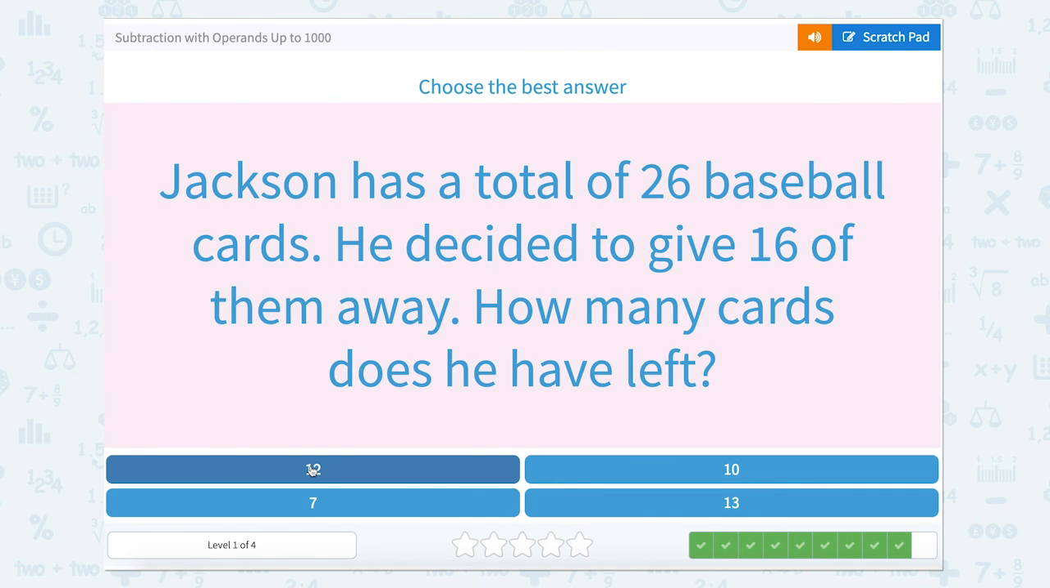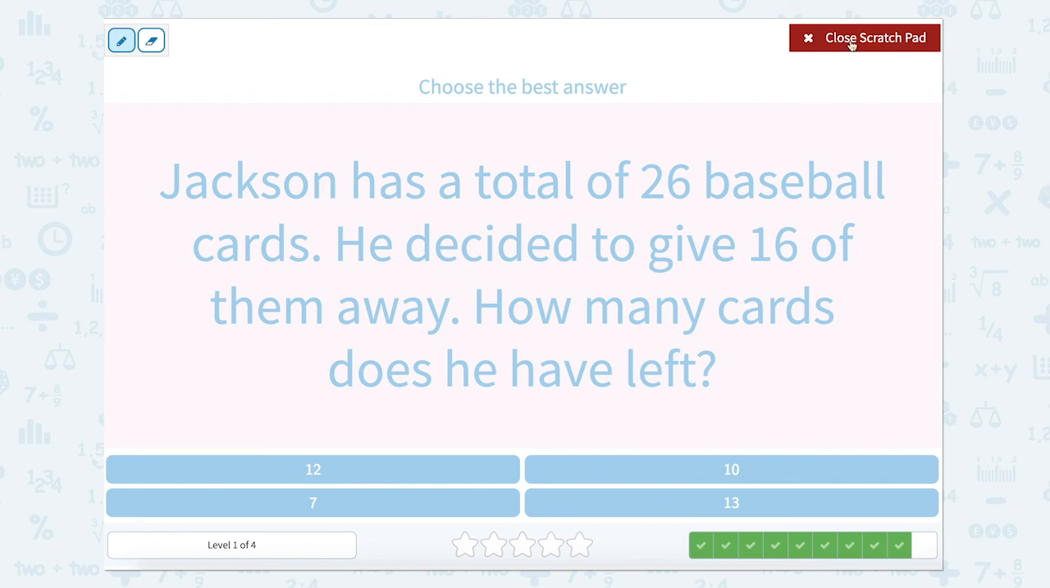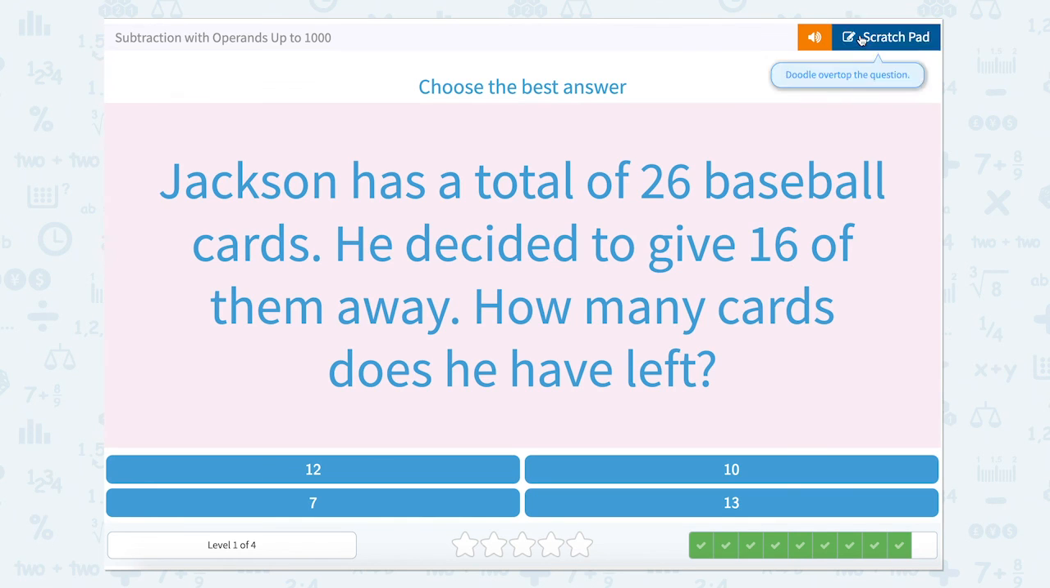Last question. Jackson has a total of 26 baseball cards. He decided to give 16 of them away. That was very nice of Jackson. So now, how many cards does he have left? Well, he had a total of 26 baseball cards, and he gave away 16. So when he started, he had 26. He gave away, so we're going to subtract 16 of those. 26 minus 16 would give Jackson 10 baseball cards left.